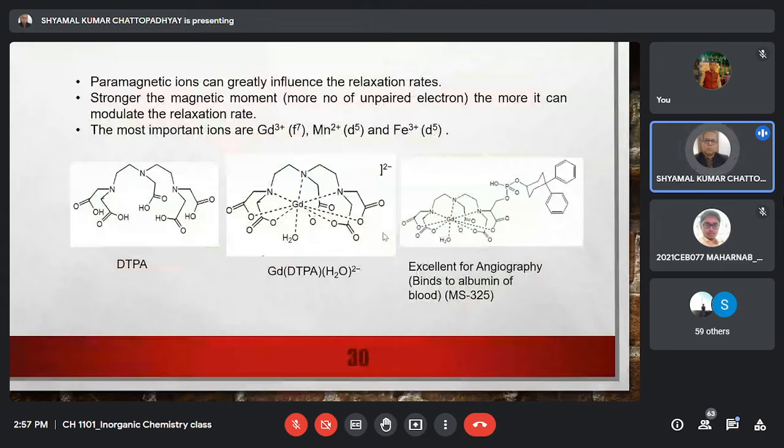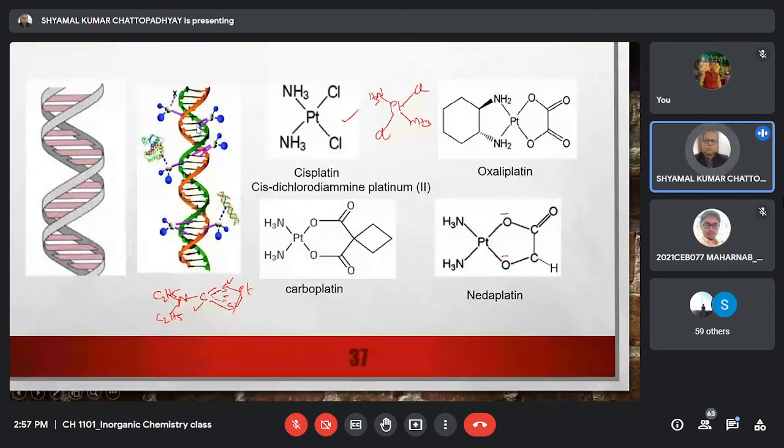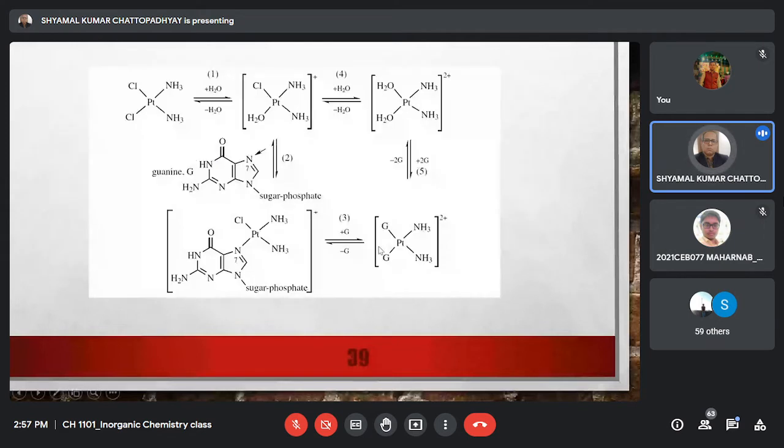So this 1-2 fashion, either in this way, intra-strand or inter-strand binding may occur, in these guanine moieties, right? So this is how it is acting.